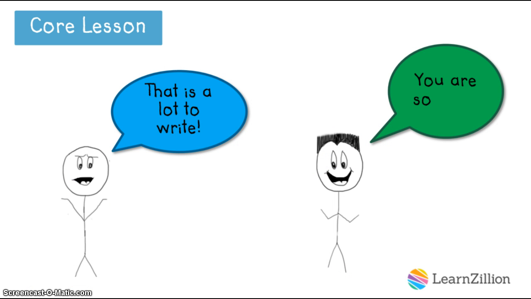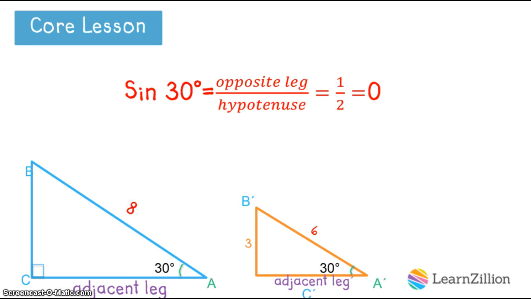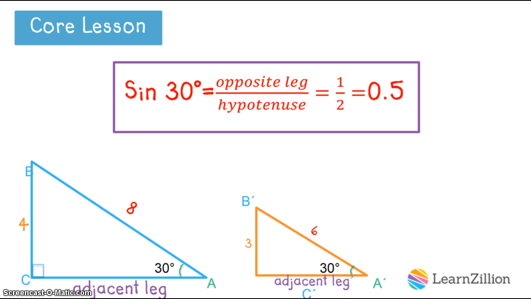That's a lot to write, you say. You are so right. There is an easier way. The sine of 30 equals the opposite leg over the hypotenuse, which equals 1/2, which is the same as 0.5. So, the sine of any 30-degree triangle will have the ratio of 0.5. The sine of an angle is a constant.